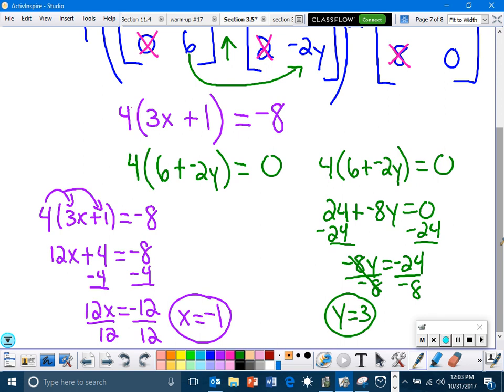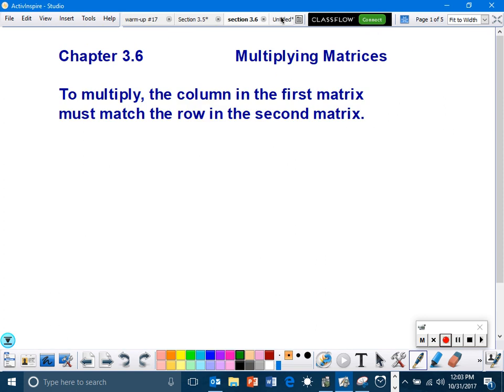Okay, the rest of the lesson. Chapter 3.6. Section 3.6. Now, at any point, if I'm going too fast and you can't keep up, please pause or rewind the video so that you can get all of the notes. All right, so here we go. To multiply, the column in the first matrix must match the row in the second matrix. So we're going to be multiplying matrices here.